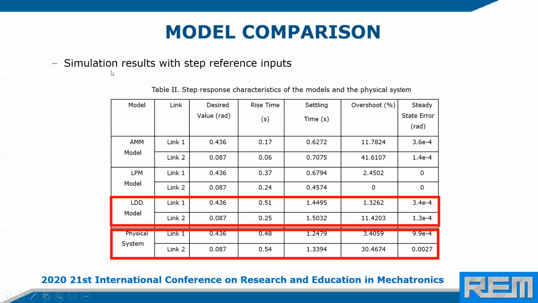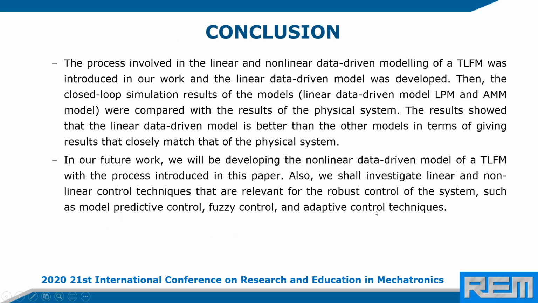We also did simulation with a step reference input. This is the result for the LDD model, and this is the result for the physical system. Looking at the settling time of the physical system for both links and comparing that with the LDDM model, it is very close, meaning the LDDM model is better than the other models. And looking at the error too, the steady state error for the LDDM model and the physical system are very close.